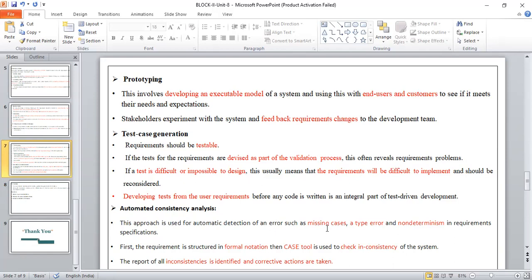What is a CASE tool? Computer-aided software engineering tools are available. By using those tools, the inconsistency of the requirements can be checked automatically. The report of all the inconsistencies is identified and corrective actions can be taken, to avoid rework, cost and time. Therefore, we can take this report of all inconsistencies and take corrective actions based upon them.